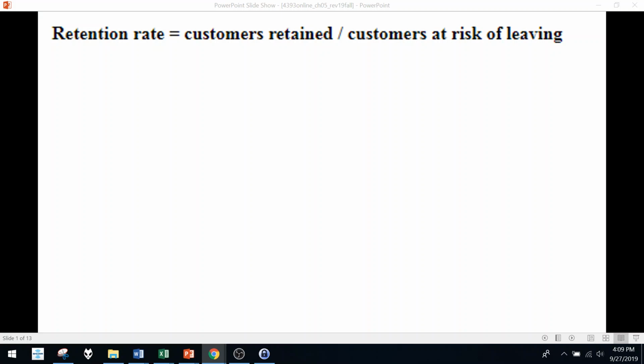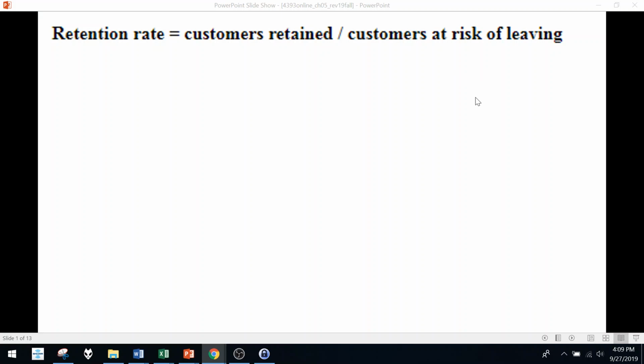Okay, so let's start with the formula for retention rate. Retention rate is just the number of customers retained divided by the number of customers at risk of leaving. Okay, so if you consider 90 days and sooner existing and 91 days and later former customers, you could consider maybe those that are between days 75 and 90 as being those at risk. So once you've specified who that is, then you can determine a retention rate.